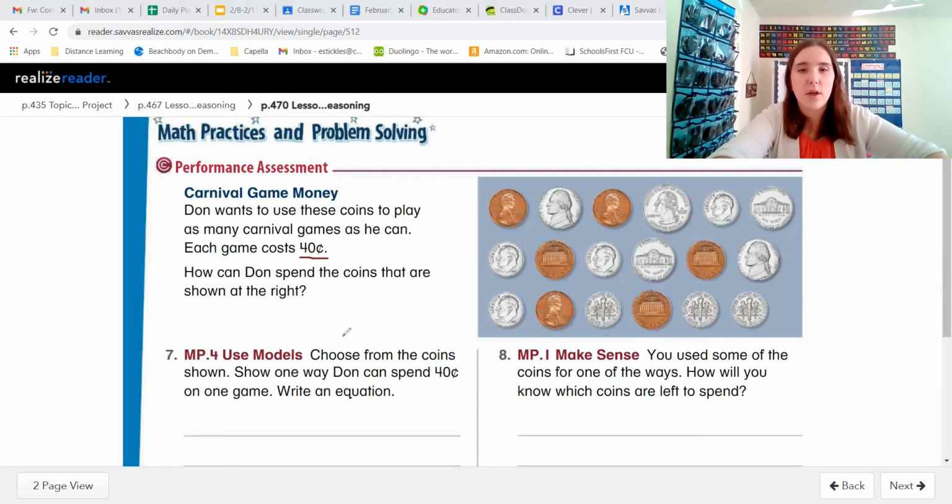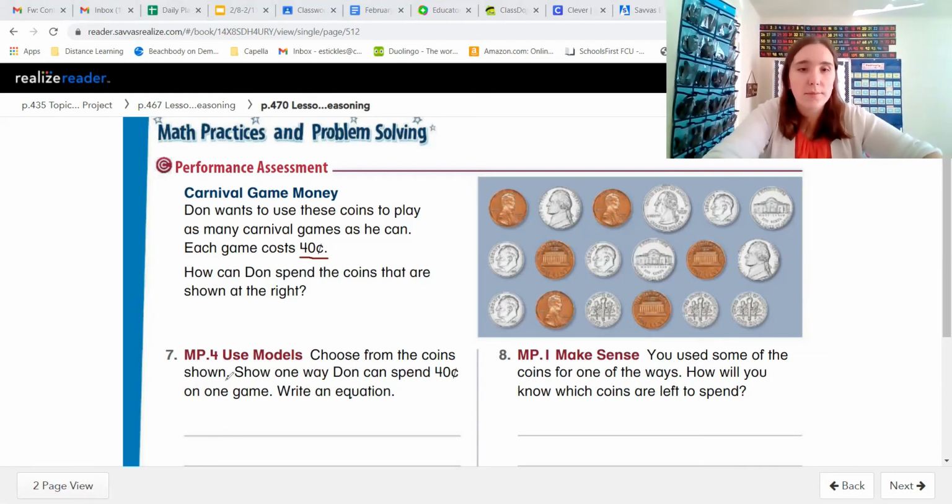Here's what number 7 says. Choose from the coins shown. Show one way Don can spend 40 cents on one game. Write an equation. So here's what we're going to do. I'm going to pick out some coins that I know add up to 40 cents, and I'm going to write that as an equation. So let's see.